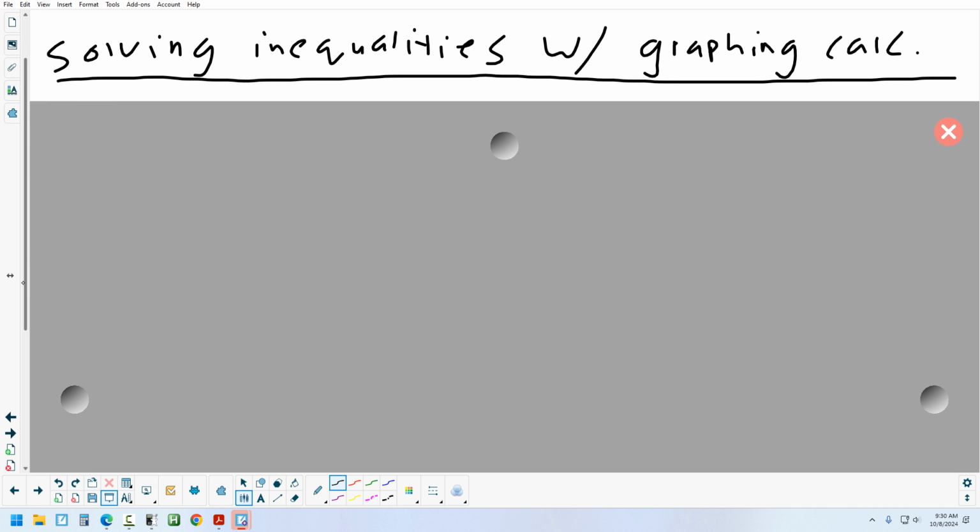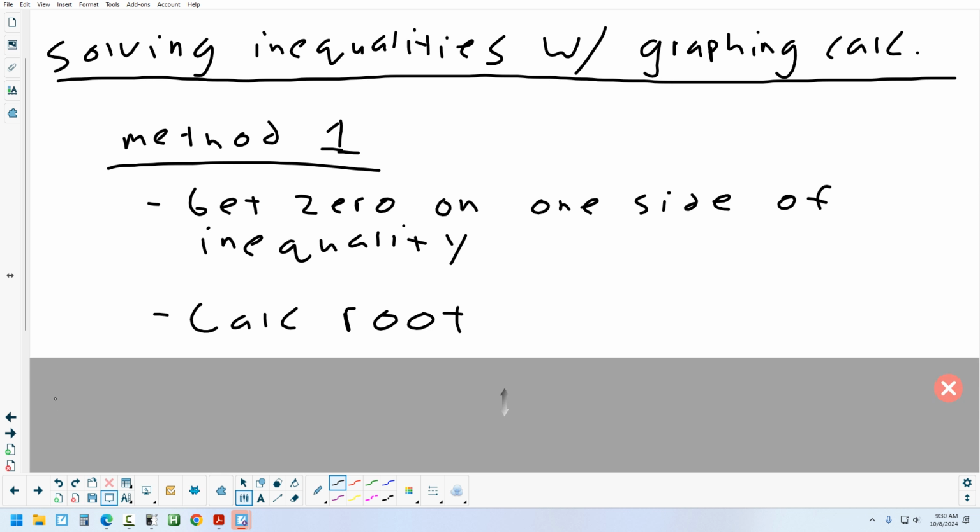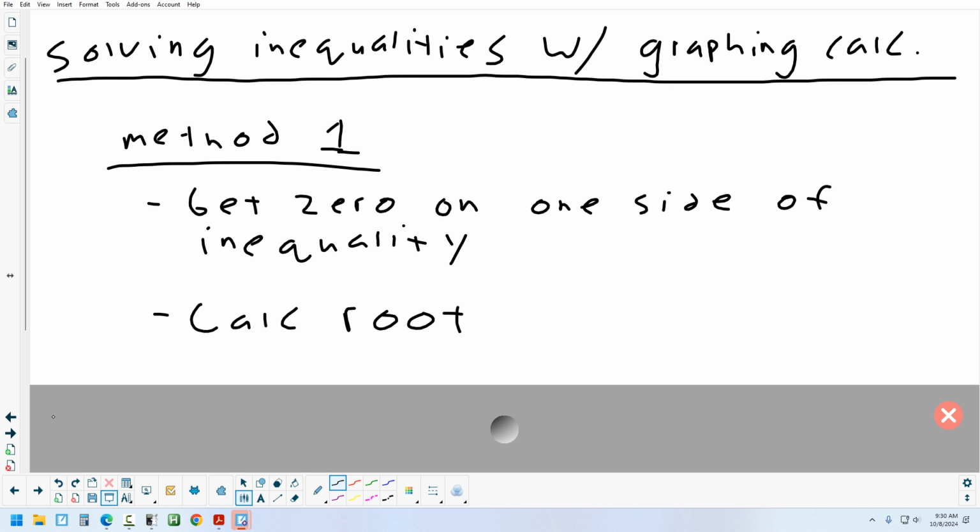So let's look at how we can solve a problem just like that, but this time we're going to do it on the graphing calculator. When I show you how to do it on the calculator, there's going to be 2 different ways. The first way is we're going to get everything on one side and get 0 on the other, kind of like when you're solving a quadratic. You get 0 on one side.